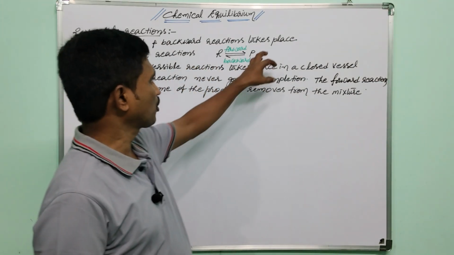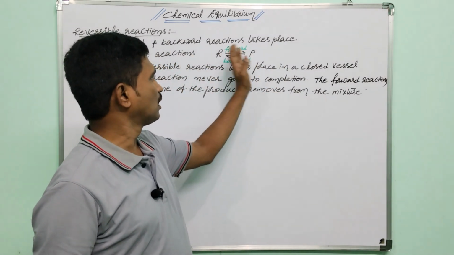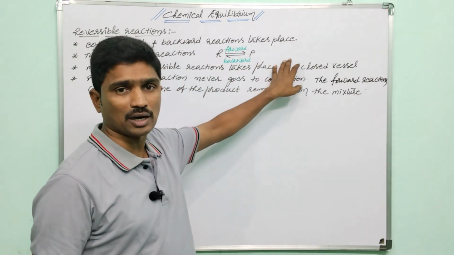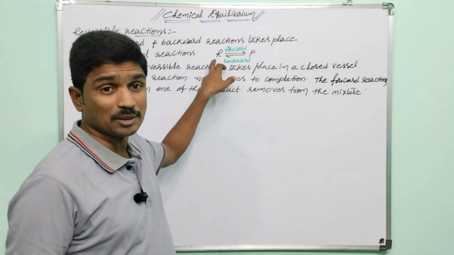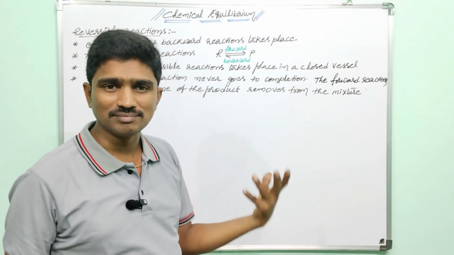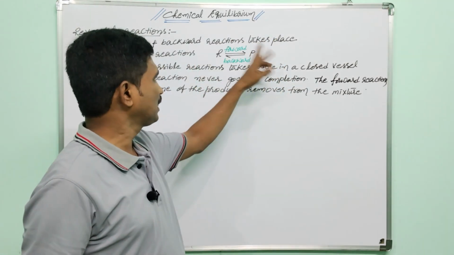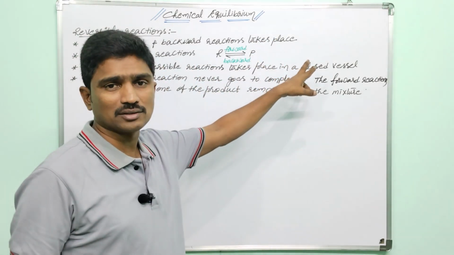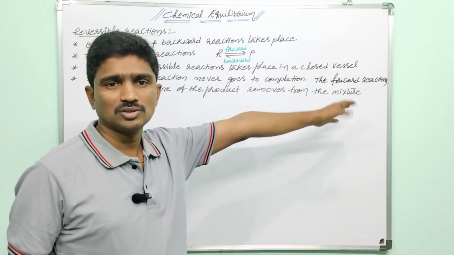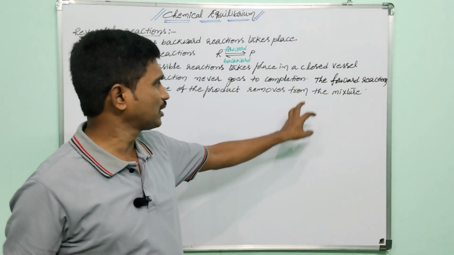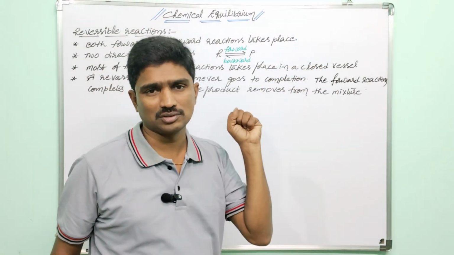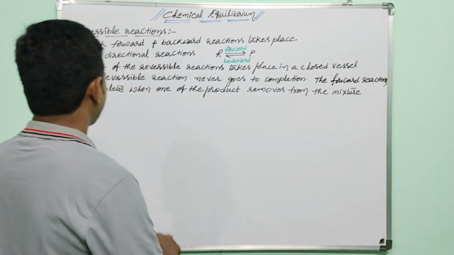Okay, if one of the products is removed, the reactant completely converts to product, and they don't give the reactant back because the product is removed. So completely the reactants give the product and stop. So the reaction completes when one of the products is removed. Clear? Okay.